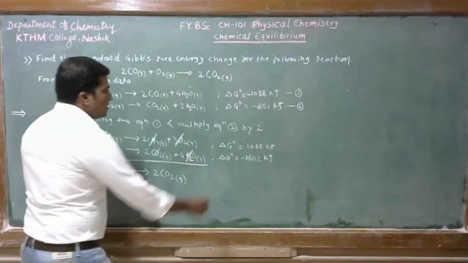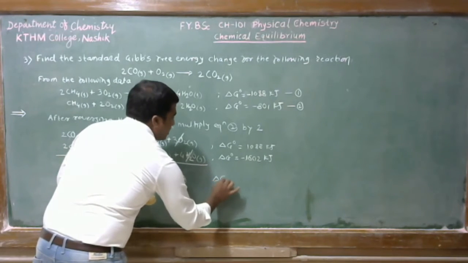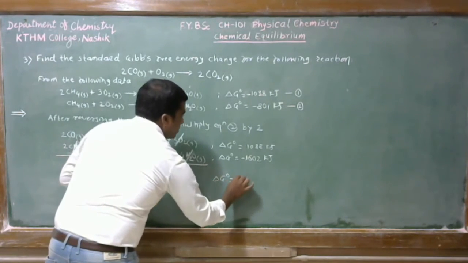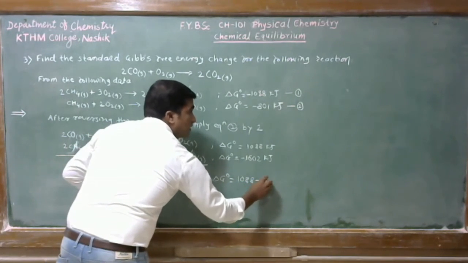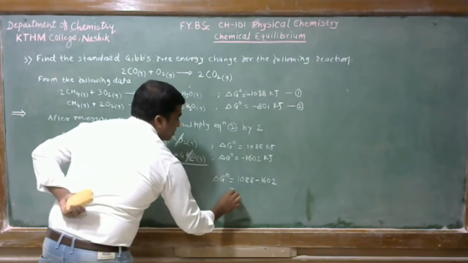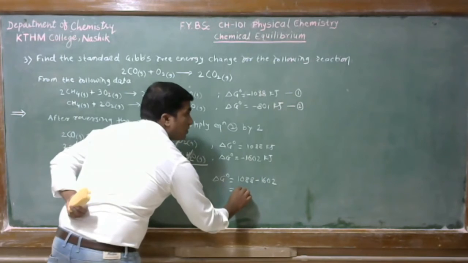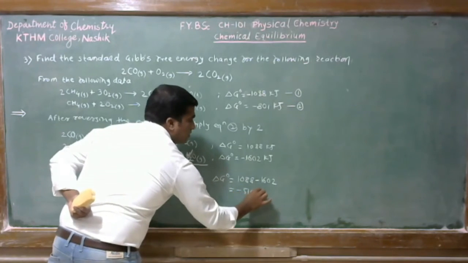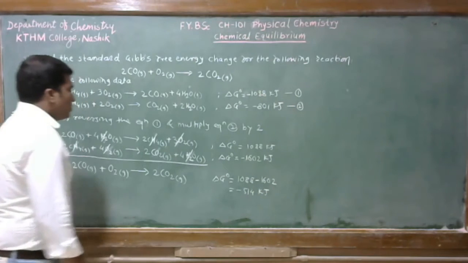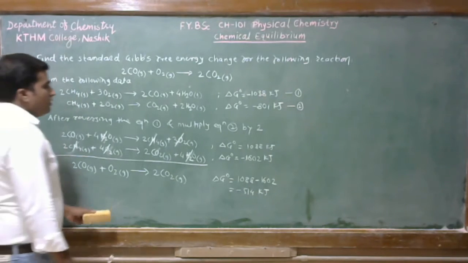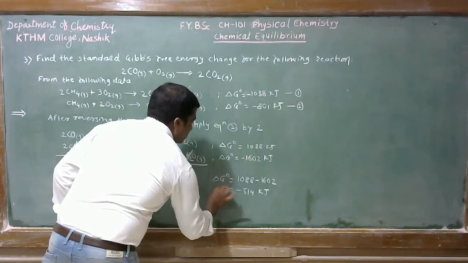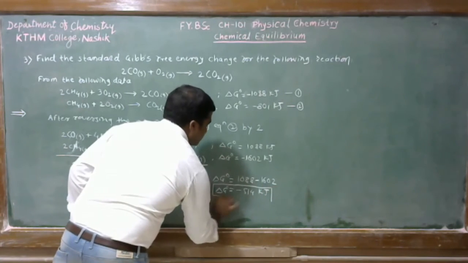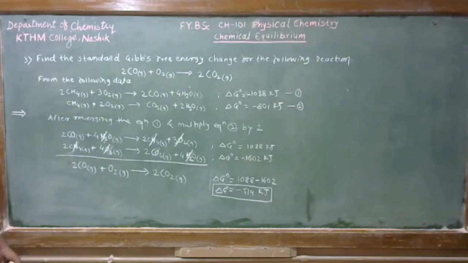Now also the addition of delta G naught. So delta G naught equals 1088 minus 1602. So we get delta G naught equals minus 514 kilojoule. Okay, so this is the final answer, delta G naught for the given reaction. So delta G naught is minus 514 kilojoule.